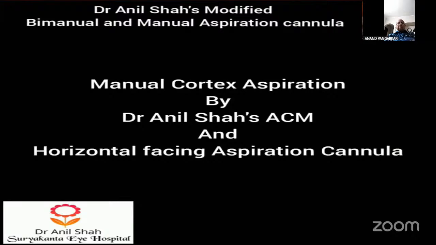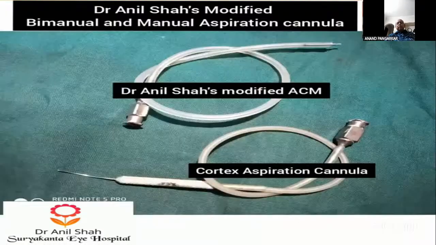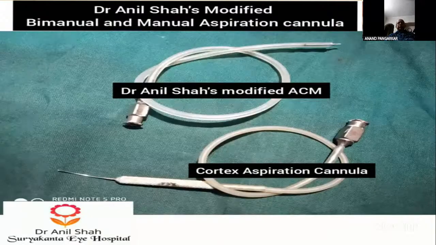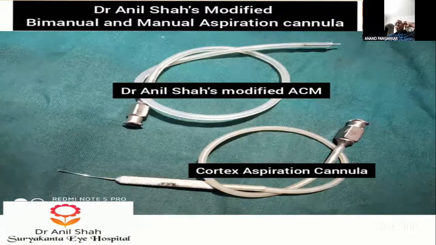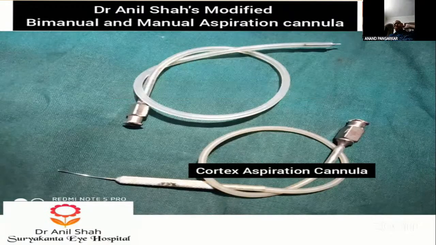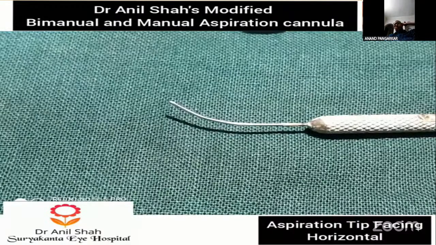Now this is another method, manual cortical aspiration by Dr. Anil Shah's ACM and a horizontal facing aspiration cannula. Those who are doing manual aspiration, my modified ACM is very useful, and this cortex aspiration cannula is also very useful. This cortex aspiration cannula has a tip facing horizontally, same as that of the aspiration cannula.